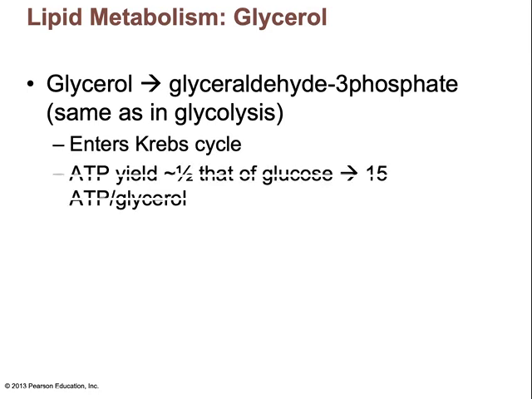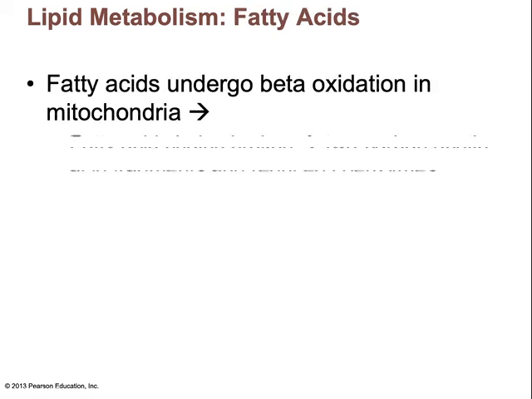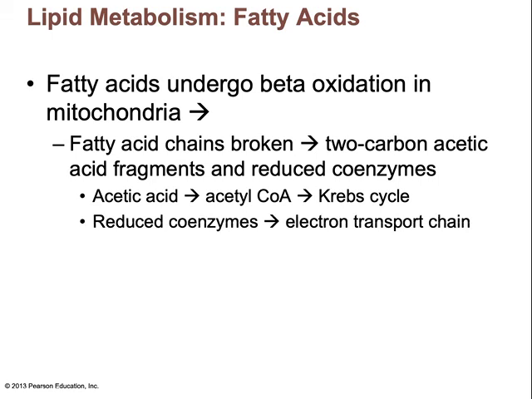Okay, so glycerol gets converted to PGAL, phosphoglyceraldehyde, goes into the Krebs cycle after becoming pyruvate, right? And the ATP yield is about half of what you get from glucose because it's just 1 3-carbon molecule, right? So you get 15 ATP per glycerol. The fatty acids are different. The fatty acids are broken down in 2-carbon units. And what happens basically is you work from the acid end of the fatty acid back towards the end of the tail, all right? And you produce something called acetyl-CoA, okay?